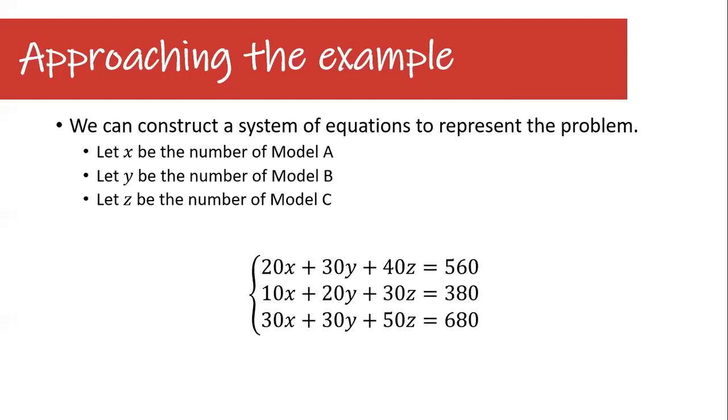Now notice here, make sure that you go back to the table and make sure that you can replicate these equations, okay? 20x plus 30y plus 40z goes down that column for A because we're talking about framing here. So A will take 20 hours, B will take 30 hours, and C will take 40 hours to be a total of 560 framing hours. Similarly, 10, 20, and 30 for roofing, and 30, 30, and 50 for interior finishing.